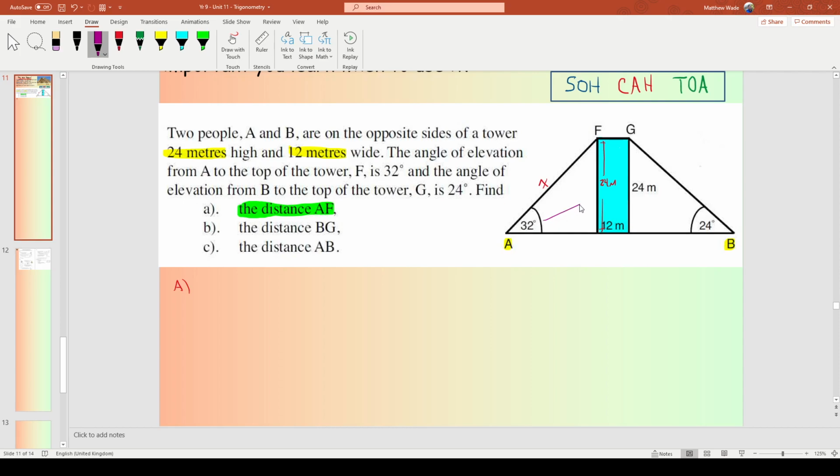This side here is the opposite. This side here, hypotenuse, because it's opposite to the right angle. This side here, adjacent. You guys are probably getting to the stage where you're nearly ready to skip labeling the triangle and go straight to the first step that I'm about to write down. But you can always label the triangle. It's always a good shout.